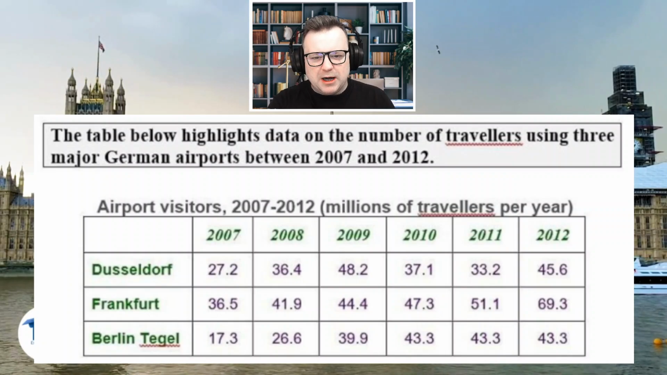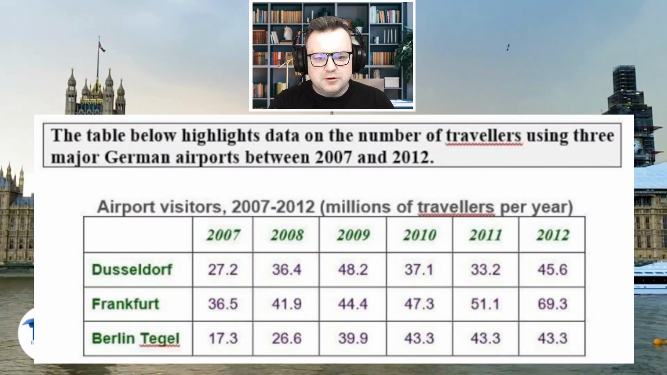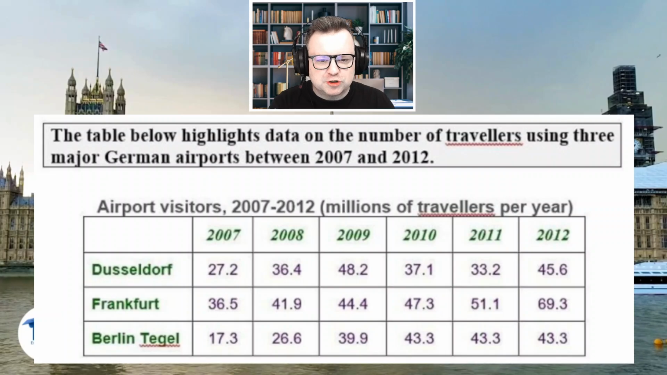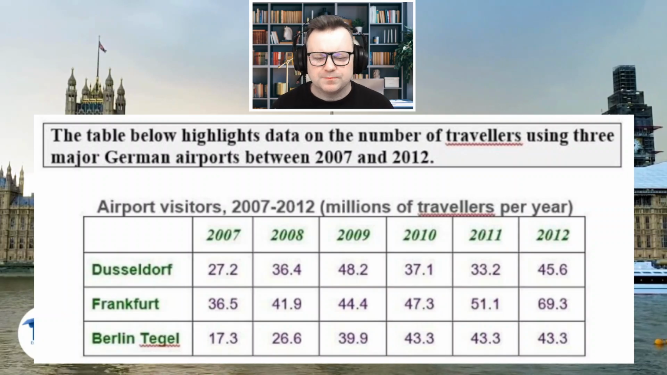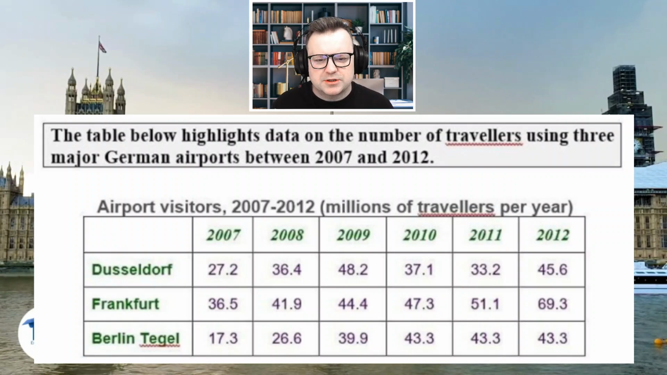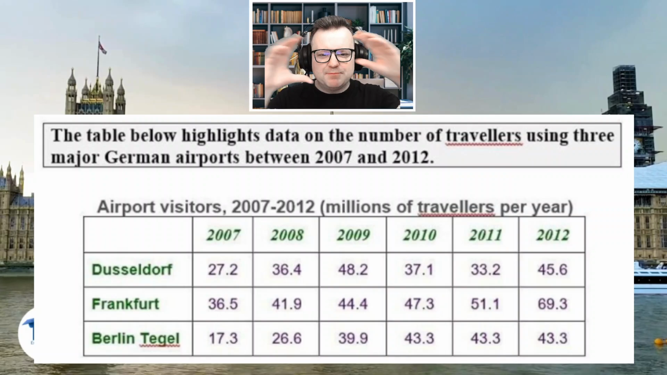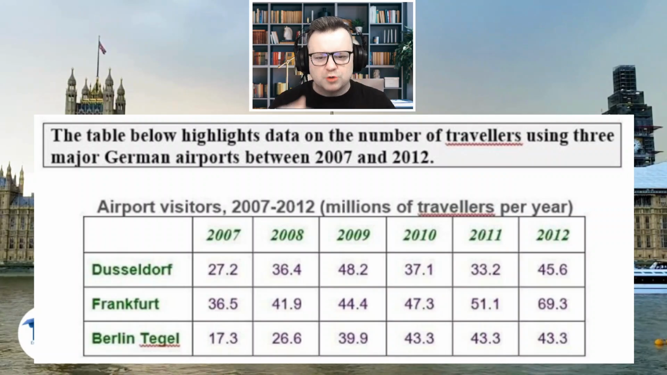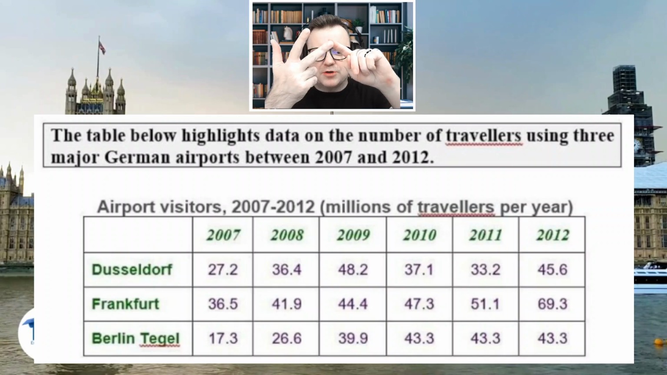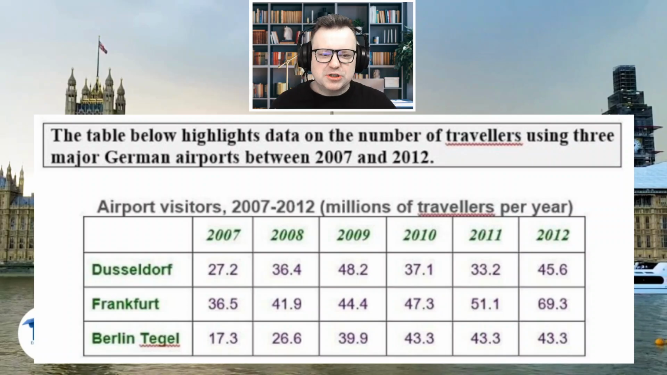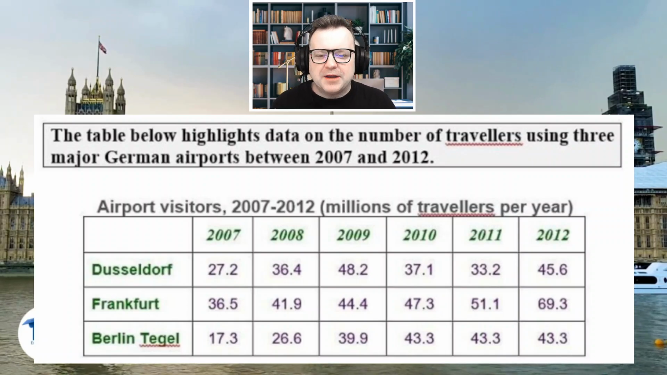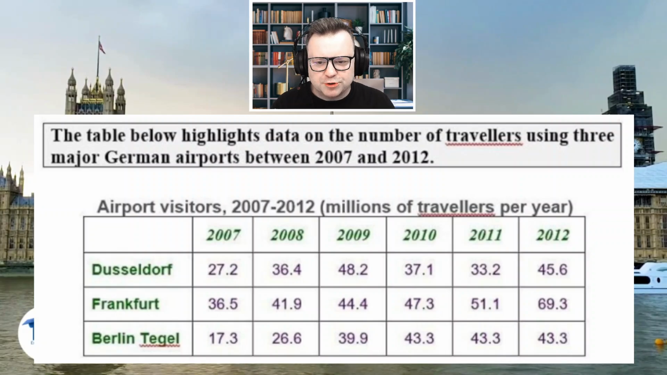So the table below highlights data on the number of travellers using 3 major German airports between 2007 and 2012. So we have the time between those years, but we have each year. So 2007, 2008, 2009, 2010, 2011, 2012. So we have 6 years. Great. And 3 different airports.